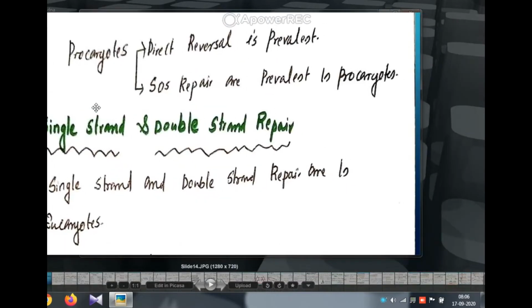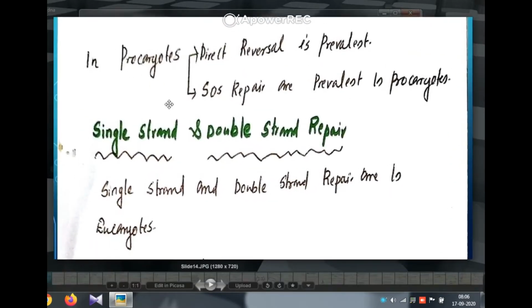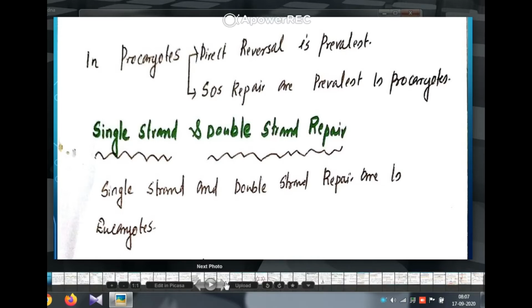The direct reversal mechanism is prevalent in prokaryotes, and the SOS repair mechanism is also in prokaryotes. Single strand repair and double strand repair mechanisms are present in eukaryotes.